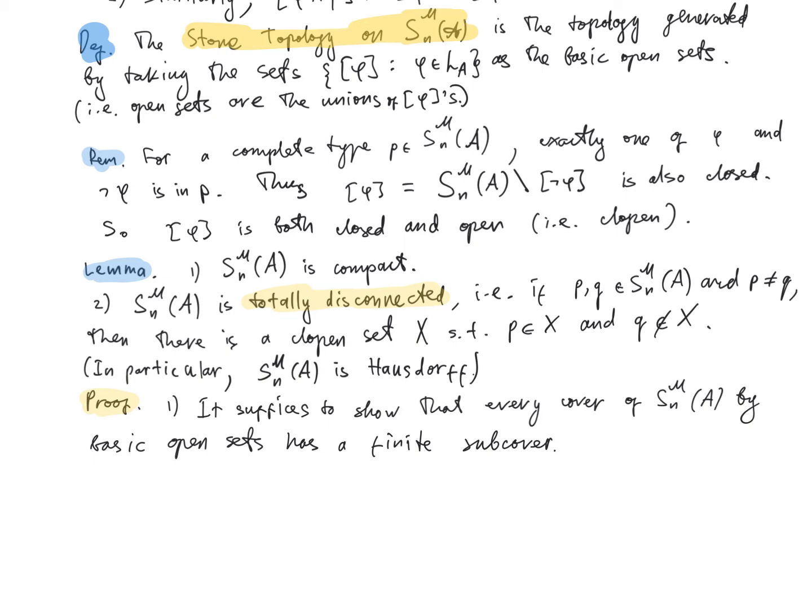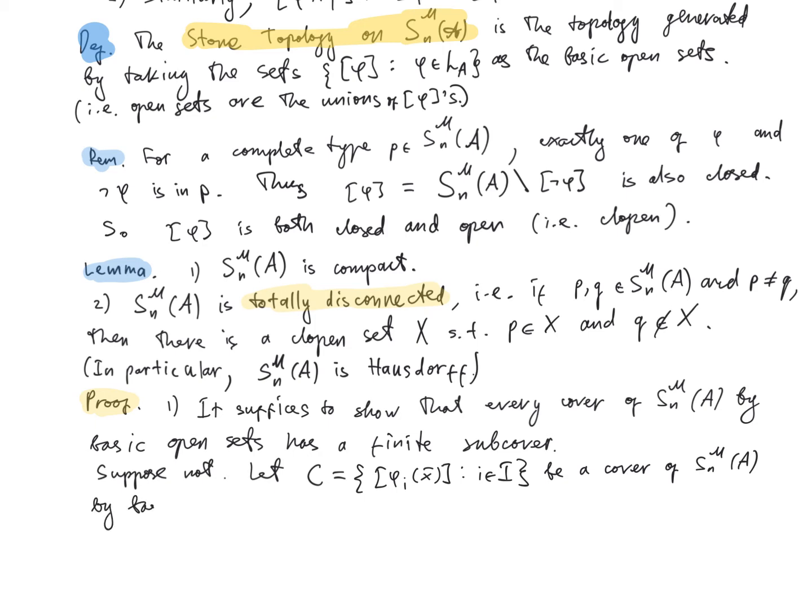So to see this, suppose not, towards a contradiction, and we let C witness it. So we let C be a cover by some sets of the form phi_i of x bar for i in I, an arbitrary index set. So let this be a cover of the whole space by basic open sets with no finite subcover.